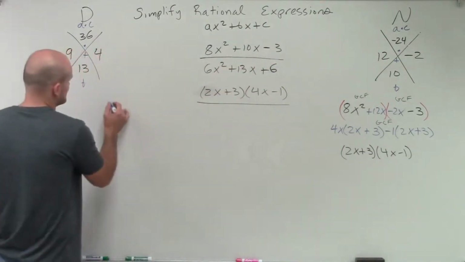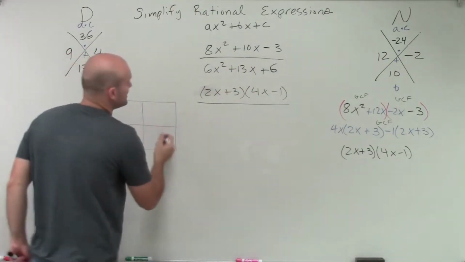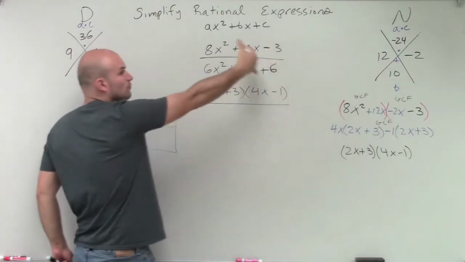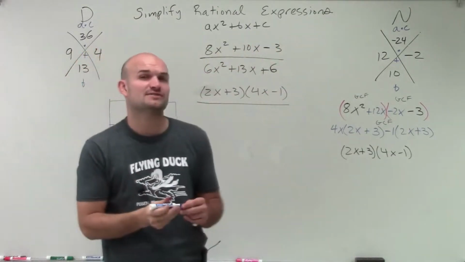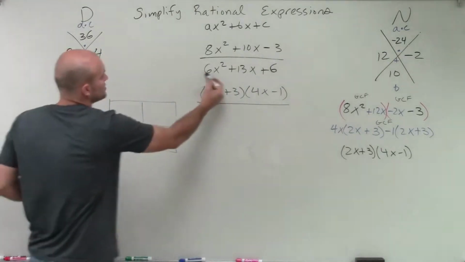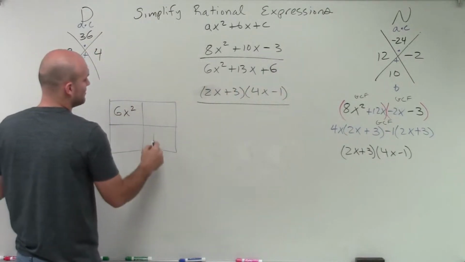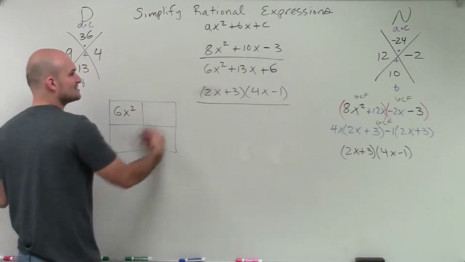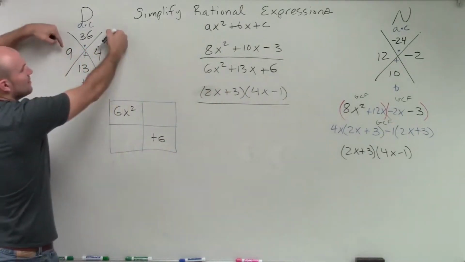So let's just create a nice little box. What we're trying to do is, if I'm given an area, work backwards and say, all right, what were the length and the width? What were the 2 values that we had to multiply to give us that area? So far in our area, we know that we have a 6x squared and a positive 6. But we have 2 boxes. Which one are we going to put the 13x into? Well, that's where this comes into play.